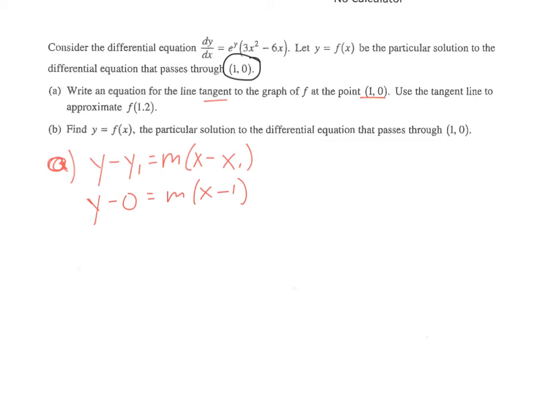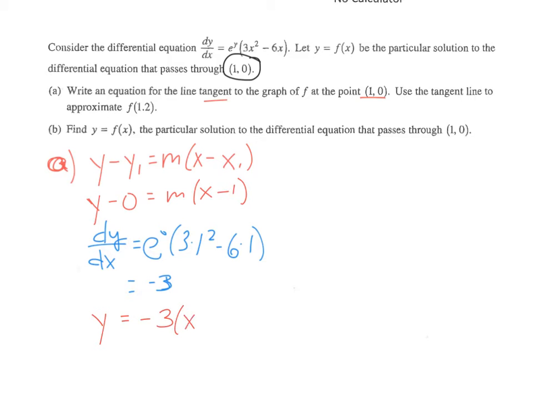So dy/dx is equal to e to the 0 times 3 times 1 squared minus 6 times 1. That's 1 times 3 minus 6, which is negative 3. So now our line is y minus 0, which I'm just going to say is y, equals negative 3 times (x minus 1).